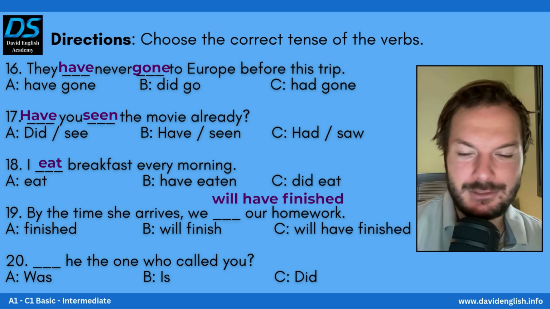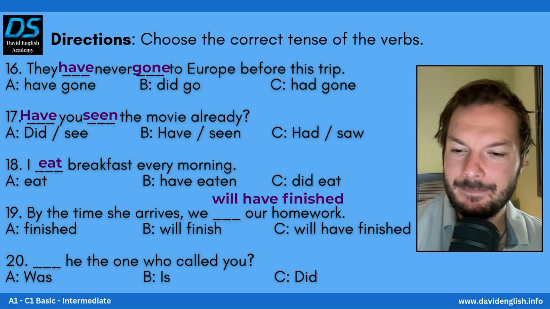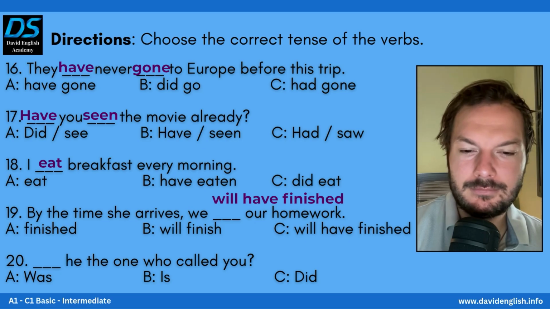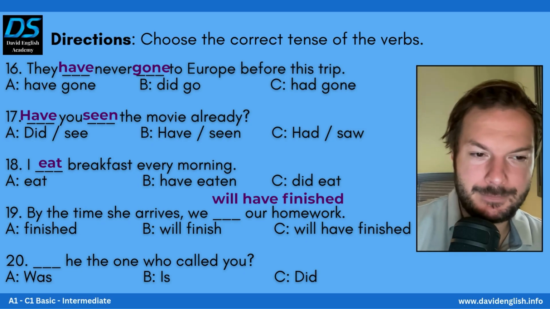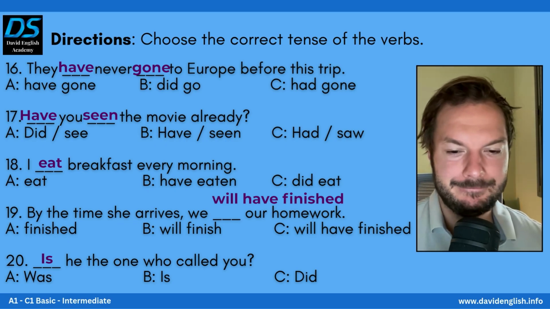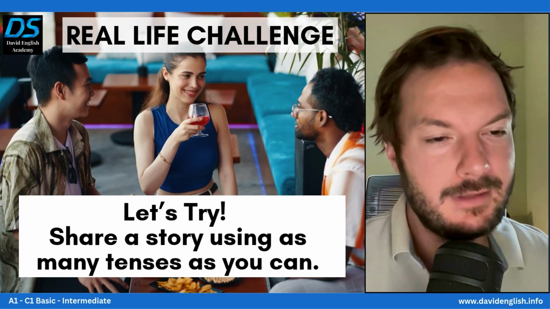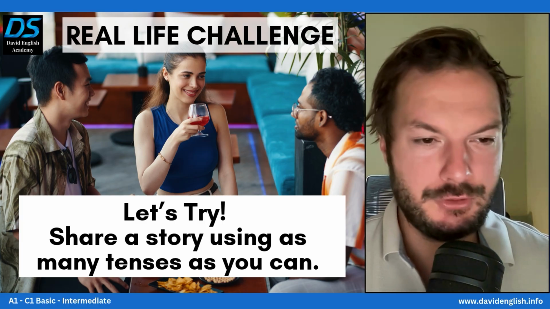And number 20, the last one. He the one who called you. Is it A, was he the one who called you? B, is he the one who called you? Or C, did he the one who called you? And you know what? It could be was or is, but let's go with is. Is he the one who called you? B.